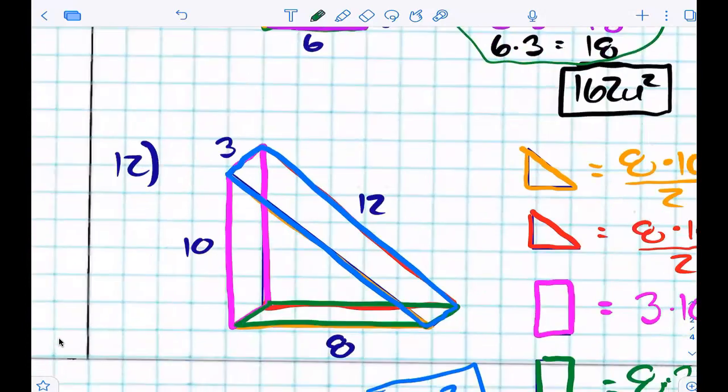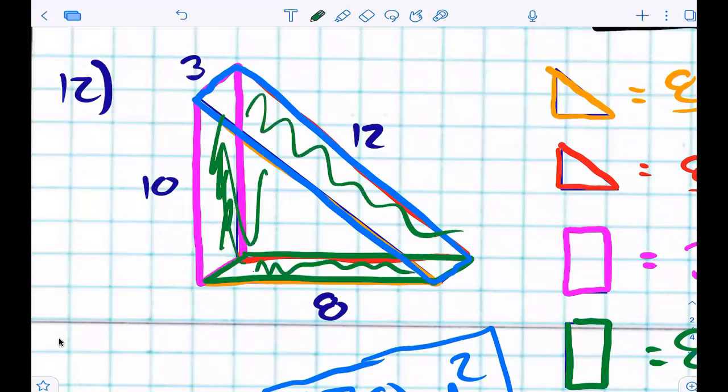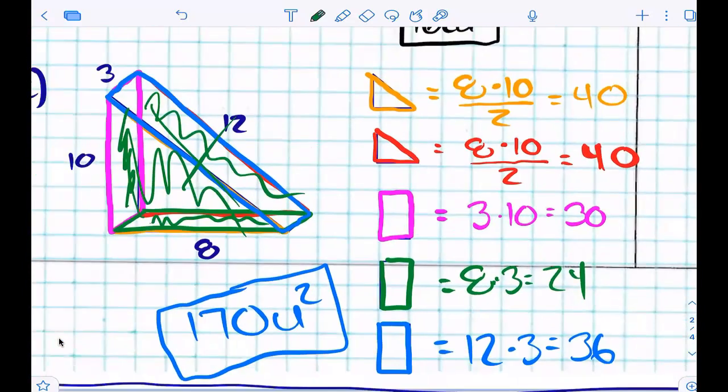How many faces does this guy have? 5. We've got the bottom. We got the back side. We got the little ramp. We got the front triangle, and we got the back triangle back there, right? How many math problems do I have?